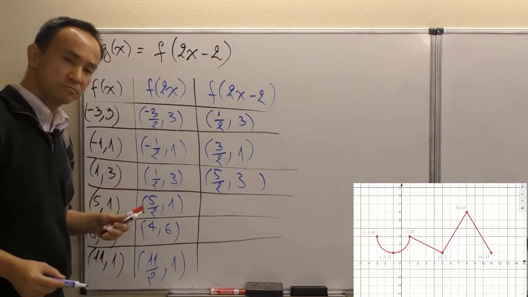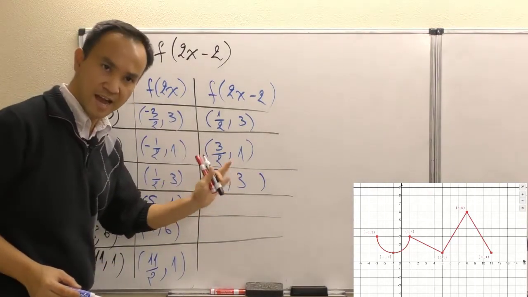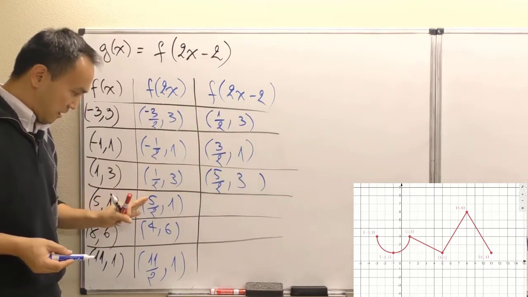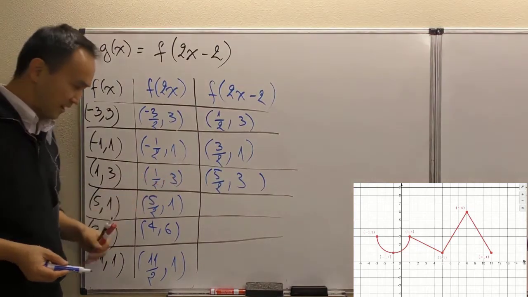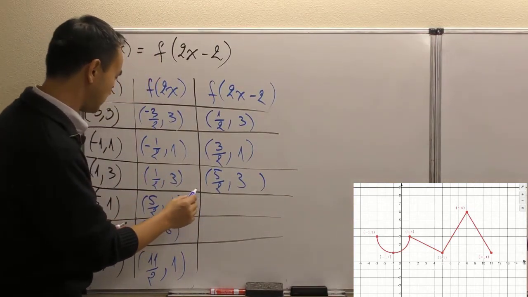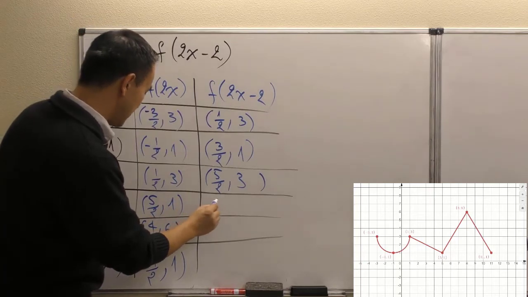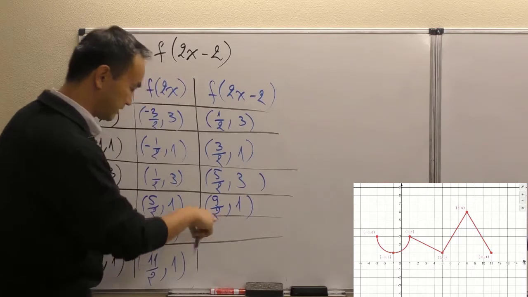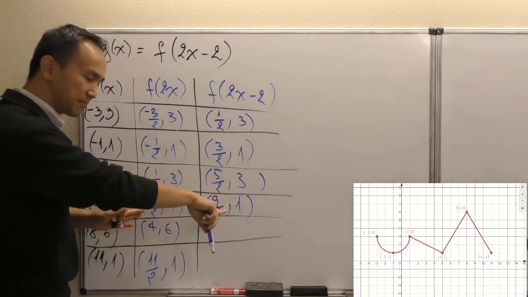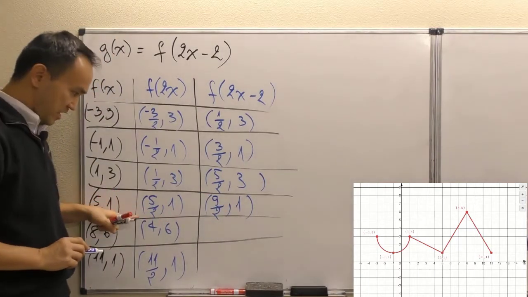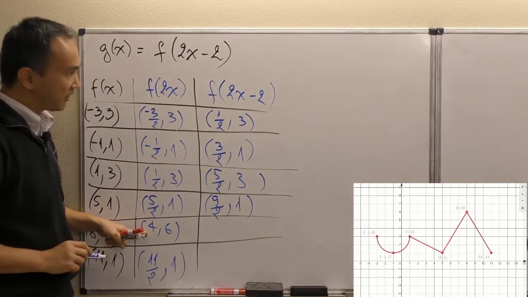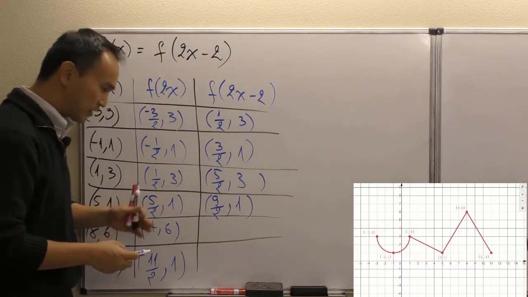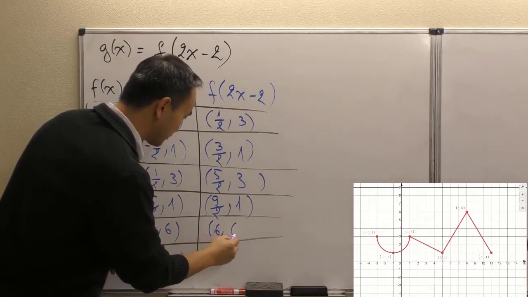Provided that you are already fluent with adding and subtracting fractions by making common denominators and all that, 5/2 plus 2 will give me 9/2, comma 1. Okay, and that's the transformed point as the next step after this one. Then I'm moving on to here. This is 4, comma 6, and I'm going to add 2. So 4 plus 2 is going to give me 6, comma 6.